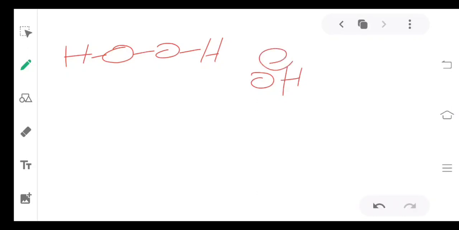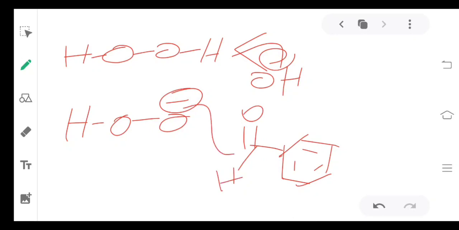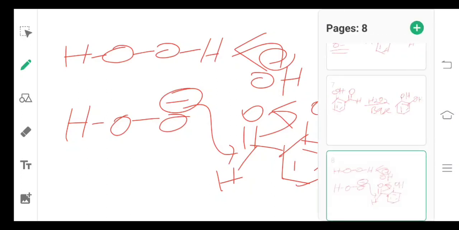Students, we know that there is HOH when we are treating with peroxide. The base will abstract the proton and form a nucleophile, O minus. This O minus will attack the carbonyl carbon of the aldehyde, and it will form this intermediate.